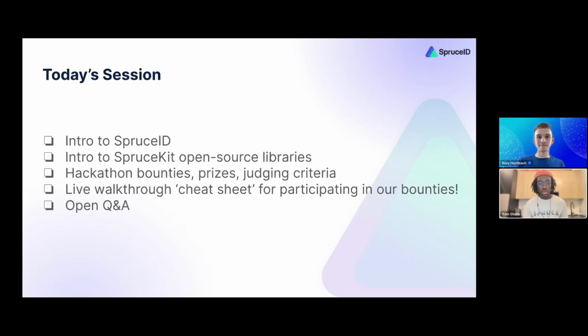So for today's session, this is our agenda. First, we're going to talk about what SpruceID is, what we do. We're going to talk about SpruceKit, our suite of open source libraries. We'll talk about hackathon bounties, like the prizes and our judging criteria. And then we're going to do a live walkthrough, kind of like a cheat sheet for participating in our bounties. It'll be a way to see how to use the libraries and what's possible. And afterwards, we'll have an open Q&A. So yeah, let's dive in.